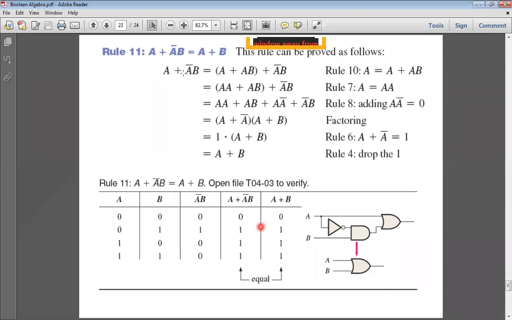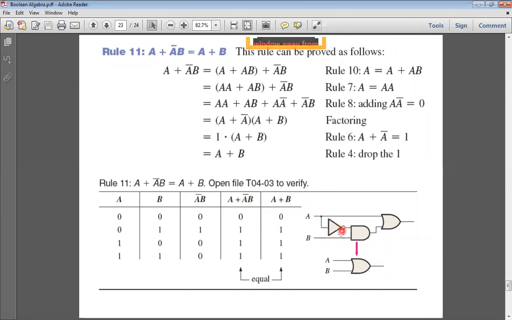So now verify the left hand side with the right hand side. Compare left hand side and right hand side. What is the left hand side? A plus A bar B. What is the right hand side? A plus B. Now see if they are the same. 0 here, 0 here, 1 here, 1 here. They are the same for the corresponding input combinations. So what we have proved here is A plus A bar B is the same as A plus B. That's what we have proved, and this is the circuit.